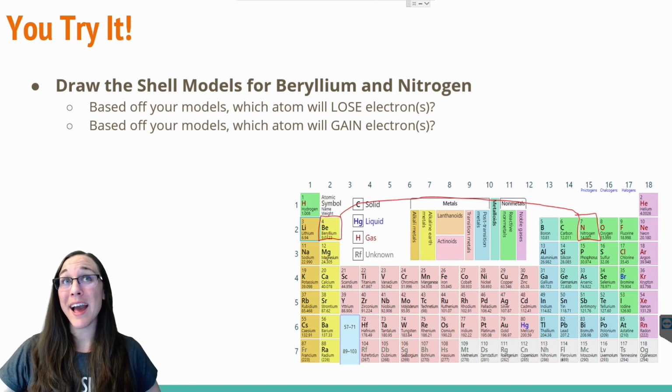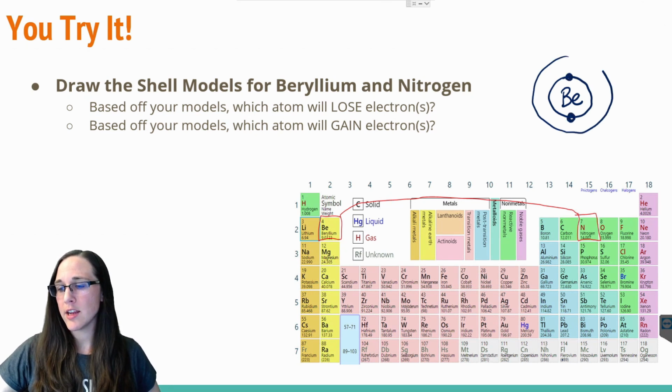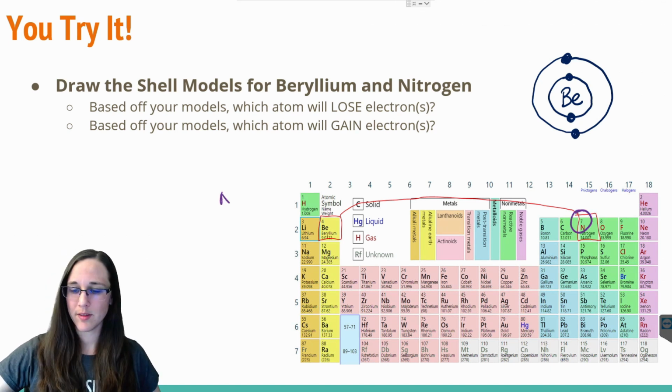Well, beryllium has 4 electrons, so let's draw that shell model. It has 2 in the first shell and 2 in the next shell. While nitrogen has 7 electrons. 2 in that first shell and a max of 8 in the next shell.